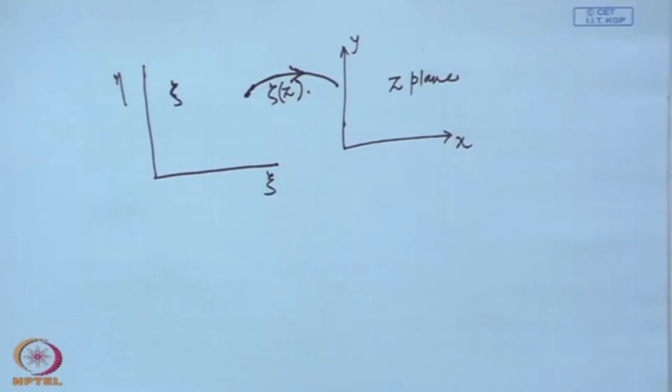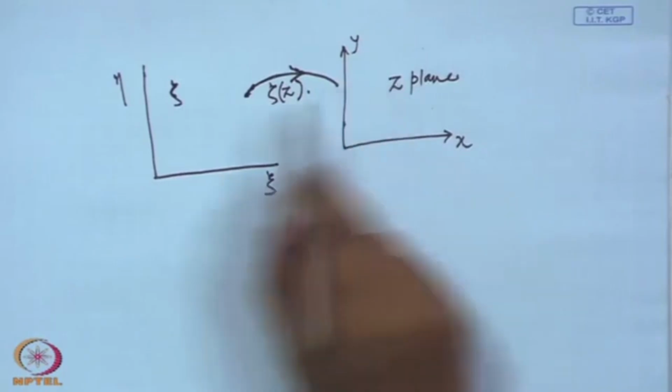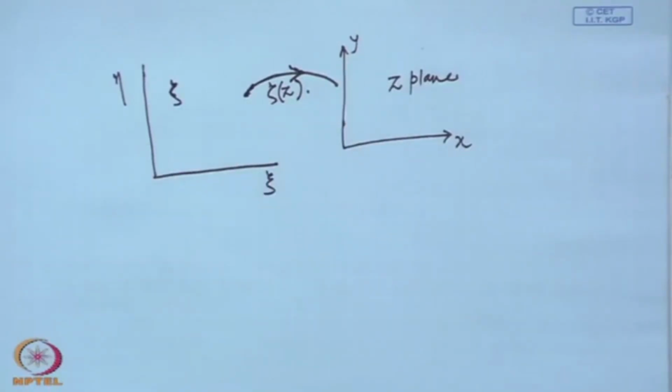So, transformations can be of different types, but for the time being let us consider one to one for simplicity. So, if you have one point in the z plane, by this transformation we will get one point in the zeta plane. If you have a curve, which is just a set of points, we will have another set of points in the zeta plane which will also give a curve. The shape of the curve may be different.